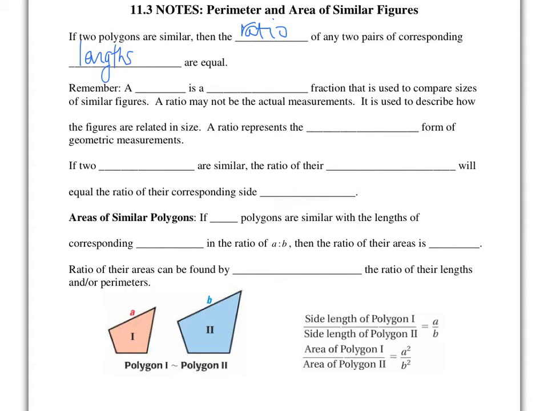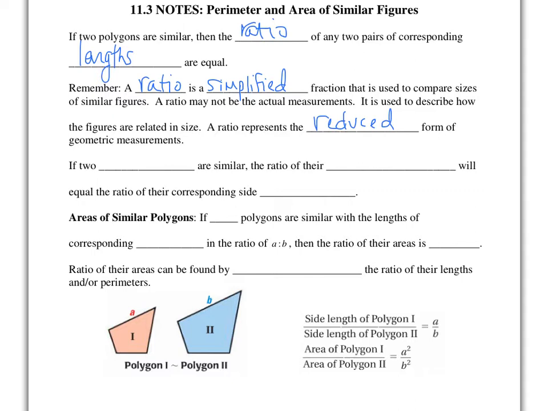So we need to remember what a ratio is. A ratio is a simplified fraction that is used to compare sizes of similar figures. So a ratio may not be the actual measurements, but it's used to describe how the figures are related in size. A ratio represents the reduced form, since you always want to reduce it, of the geometric measurements. So in other words, that's about the corresponding lengths or the sides.